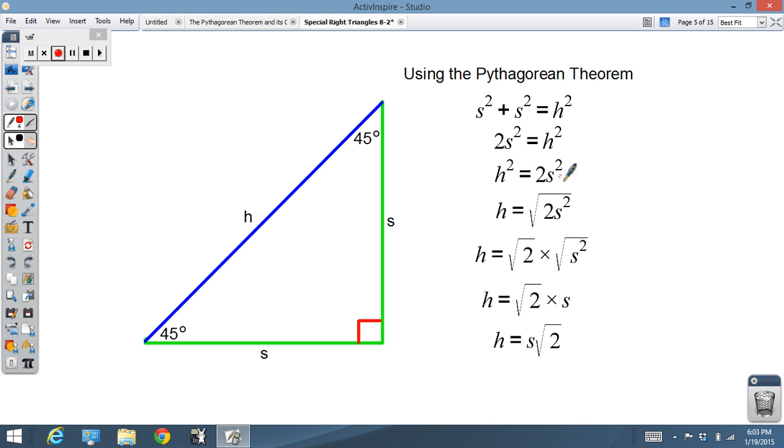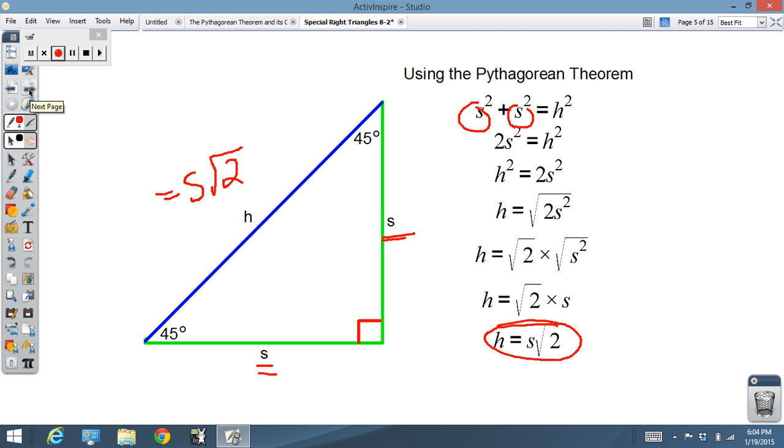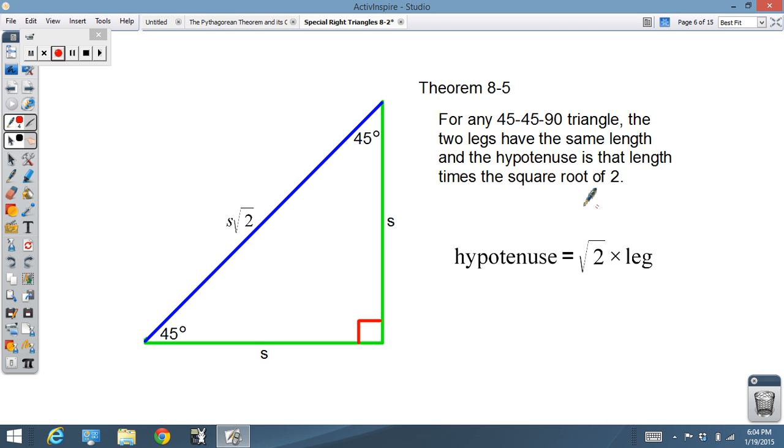So if H squared equals 2S squared, and I take the square root of both sides, we come out with the square root of 2S squared. Well, the square root of S squared is S. So what we come to find out is that no matter what S is, the hypotenuse is going to equal S times the square root of 2. Doesn't matter what S was. The hypotenuse is S times the square root of 2. And that is going to work out for any 45, 45, 90 triangle, which leads us to Theorem 8.5.